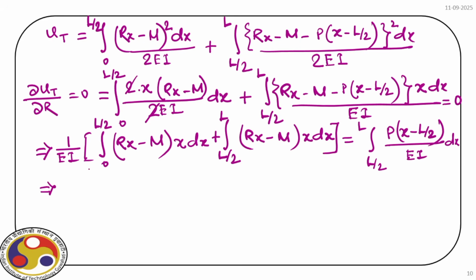Now look at the third bracketed term on the left hand side. So we have EI, then the first part is 0 to L by 2 and second part is L by 2 to L, and we have the same quantity integrated over this range. So effectively what we get? We get 0 to L, Rx minus M times x dx.